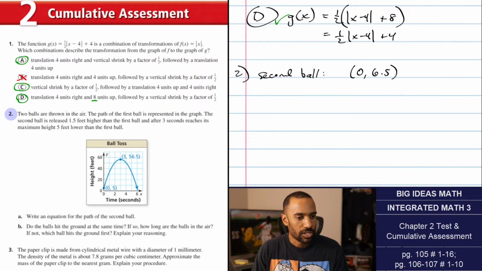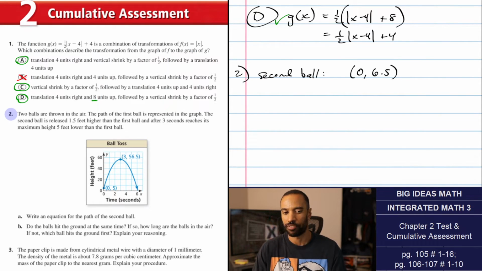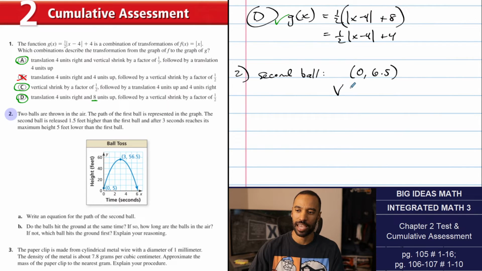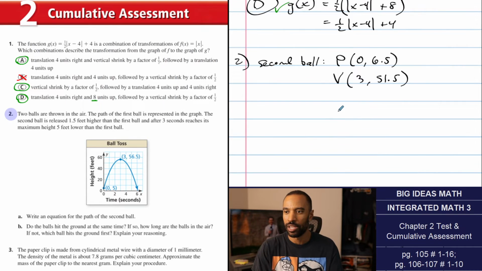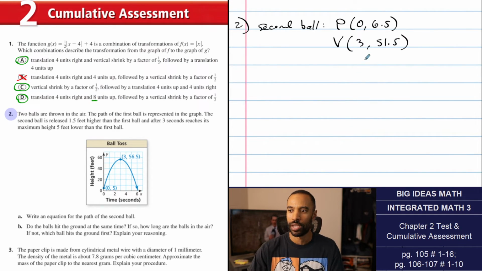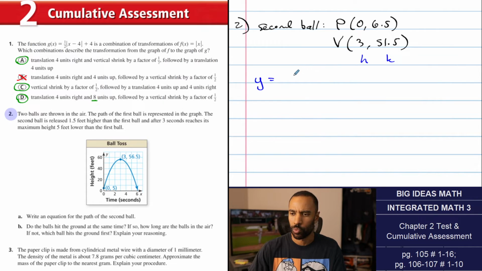After 3 seconds, reaches its maximum height 5 feet lower than the first ball. So the first ball also reaches its max height at 3 seconds in, but it's 56.5. This guy has a vertex at 3, 5 feet lower, 51.5. So this is some point on the graph, and this is the vertex. They said write a function. Let's use vertex form to do that. We got our h, k, so we can say y equals a times x minus h, quantity squared plus k.